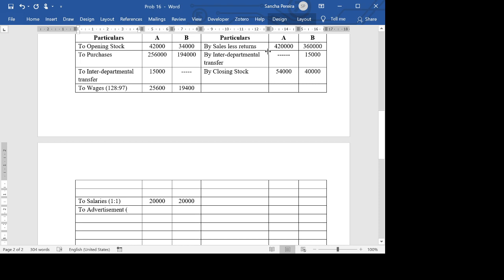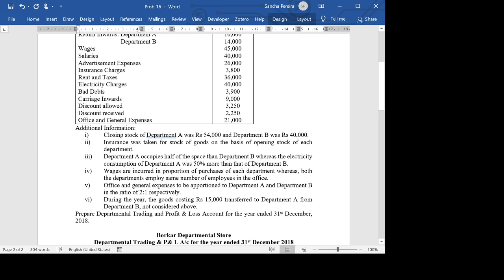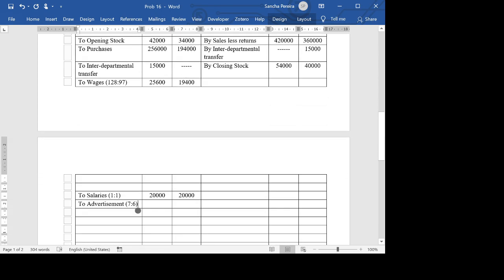Sales less returns, it's always net sales unless they specifically mention that it's gross sales without minusing the returns. So here, 4,20,000 to 3,60,000 can be divided by 60,000, giving 7 is to 6. So advertisement is divided in the ratio of 7 is to 6, 26,000. It will be 14,000 and 12,000.